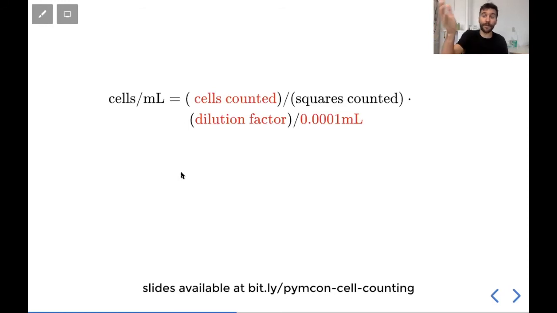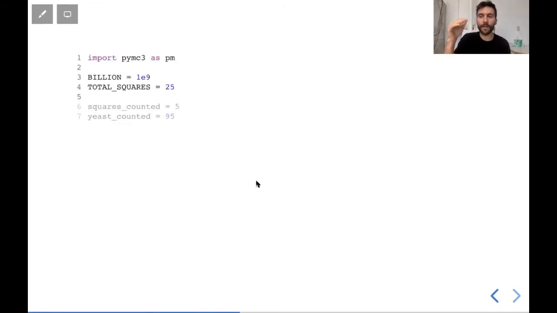And if we look at our final formula, the traditional formula, there's no mention of uncertainty here. And so this was my motivation for thinking, okay, let's do a Bayesian solution to this problem. Moving into the PyMC code, we have our import statements and just some declarations of variables. So I've just hard-coded what a billion is. We have 25 squares in total in our visible region, and we counted 95 cells in the 5 squares.